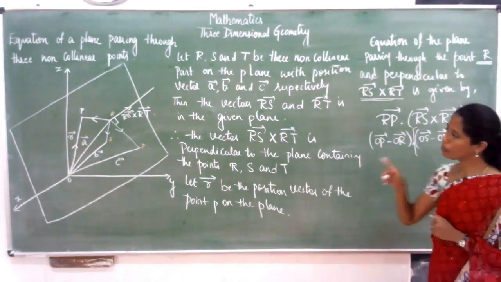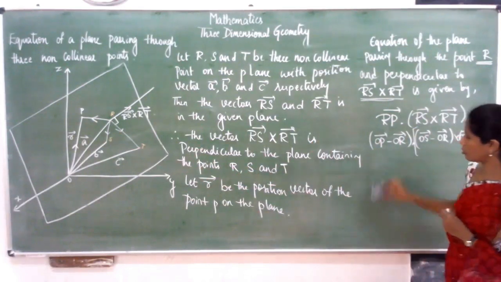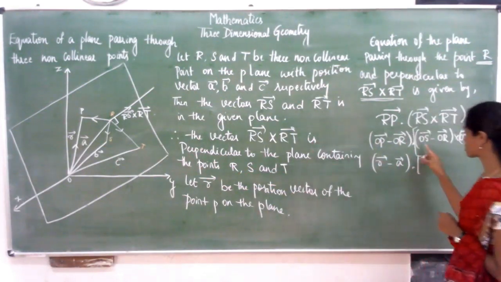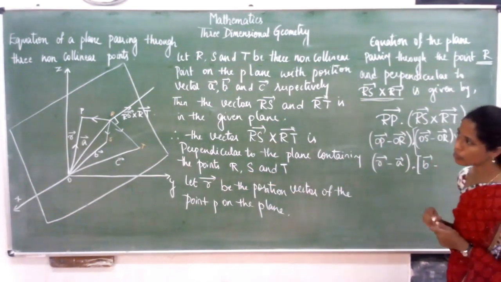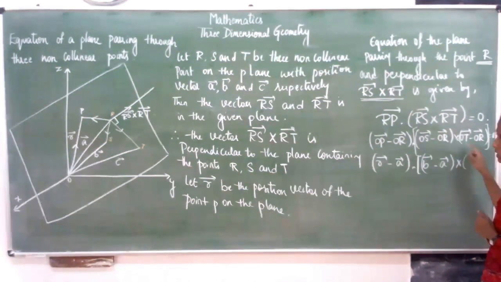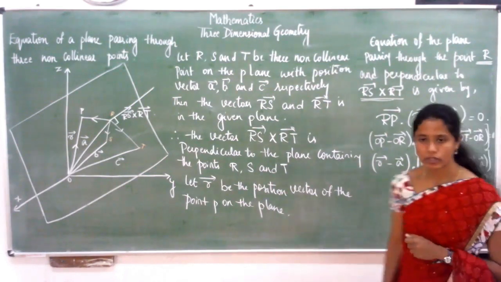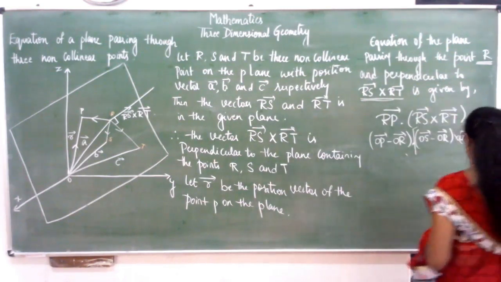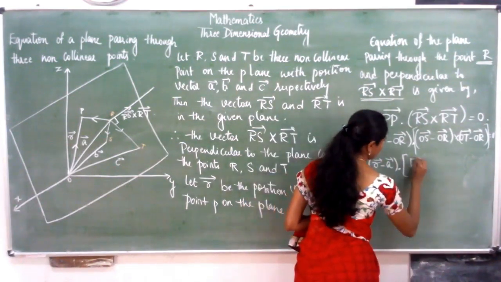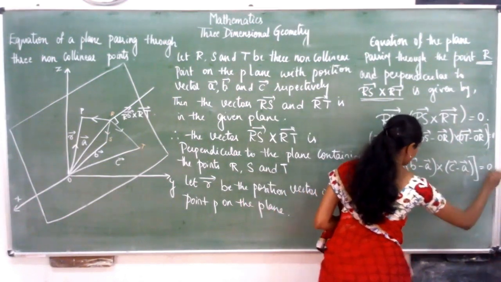What is vector OP? Vector OP is given by vector r. So vector OP is vector r minus vector OR which is vector A, dot next vector OS which is vector B minus vector OR, it is vector A, cross vector OT is vector C minus vector OR is vector A, is equal to 0. Okay, I am going to rewrite this. So this will be equal to vector r minus vector A dot vector B minus vector A cross vector C minus vector A is equal to 0.